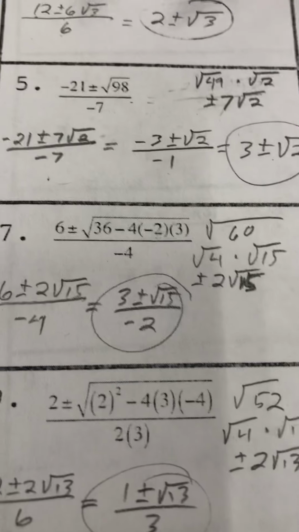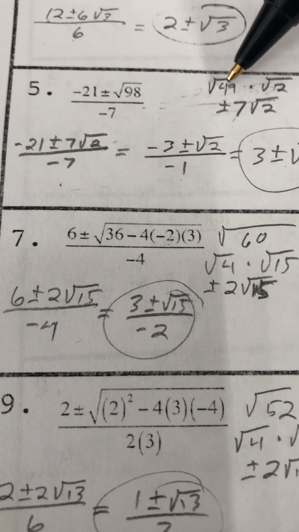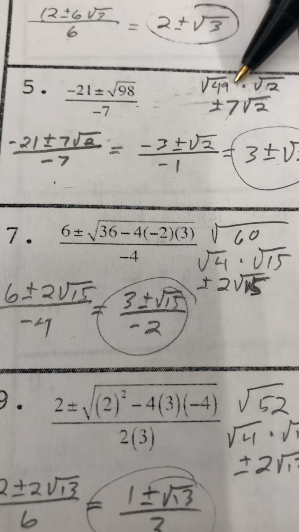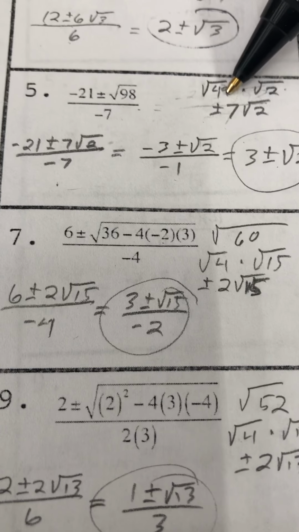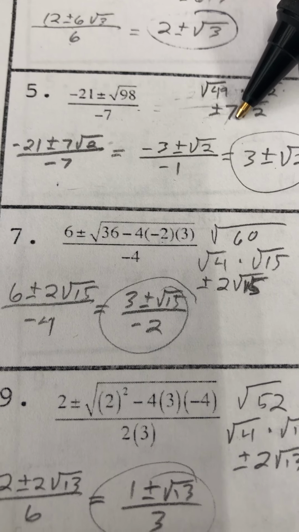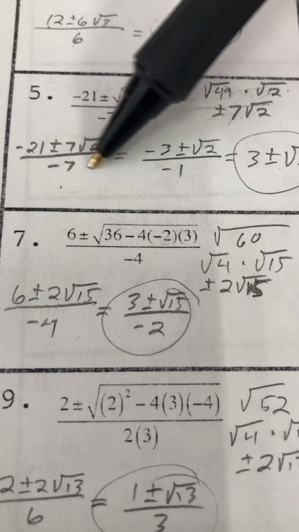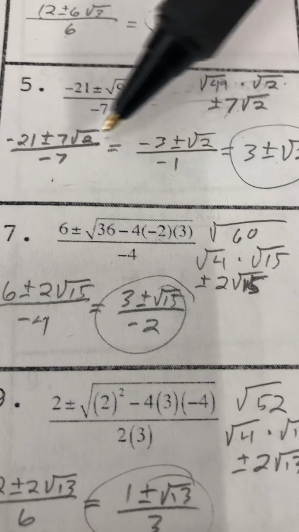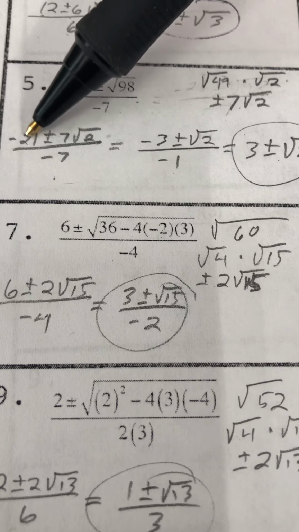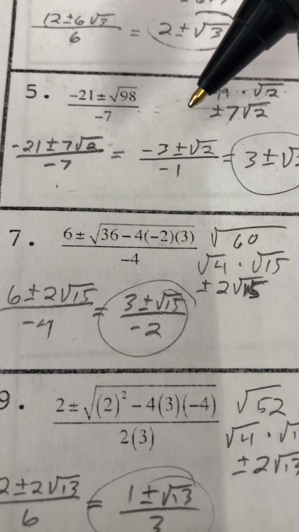Number 5, 98 became 49 times 2. Square root of 49 is 7. So this breaks down to 7 square root of 2, and just bring everything else down. And I could divide the 21, 7, and the 7 by 3.